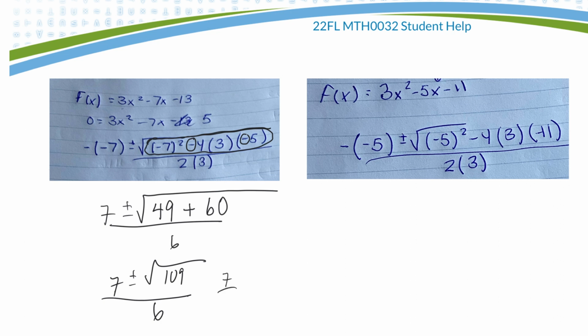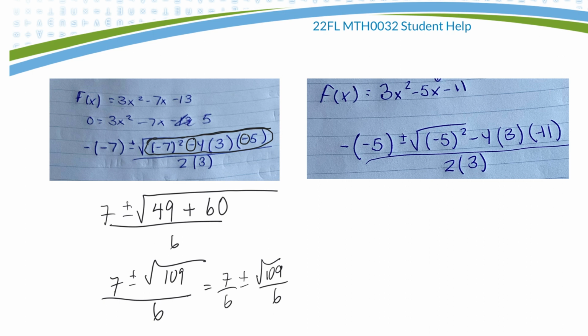You might write it as 7 over 6 plus or minus root 109 over 6. Will anything go into that? 4, no, 5. No, I don't think anything will divide into 109. So I'd probably just leave it like that.